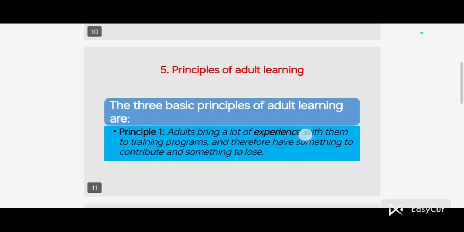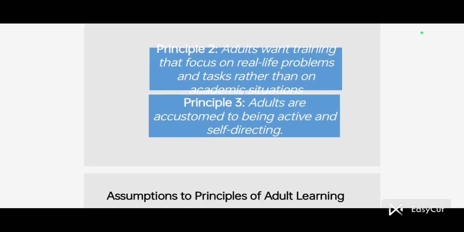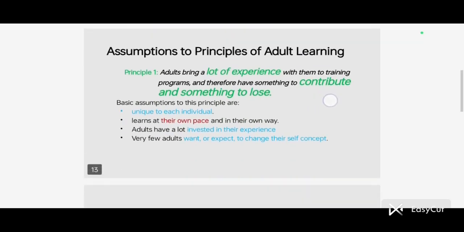Principle number one, for instance. Let us see principle number one. Assumptions to the principles of adult learning. Now, principle number one is read, once again, I'll read it for you: adults bring a lot of experience with them to training programs and therefore have something to contribute and something to lose. What are the basic assumptions to this principle?